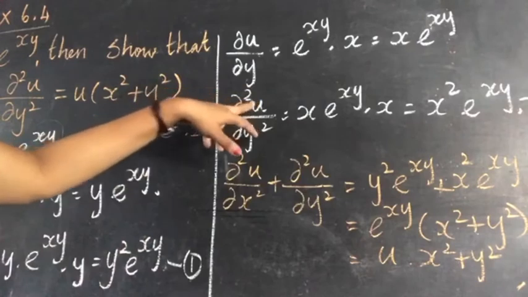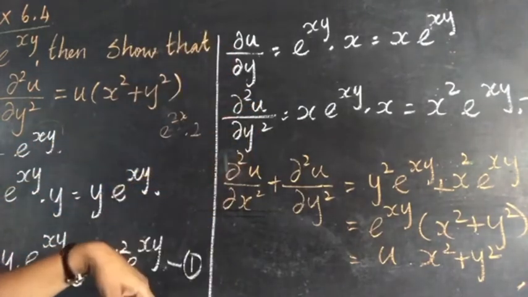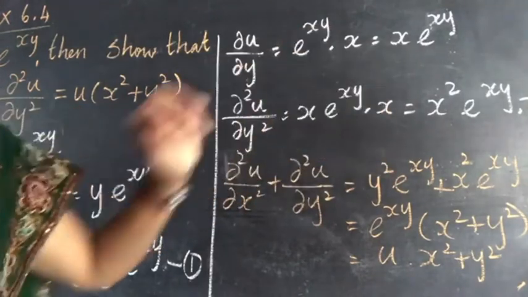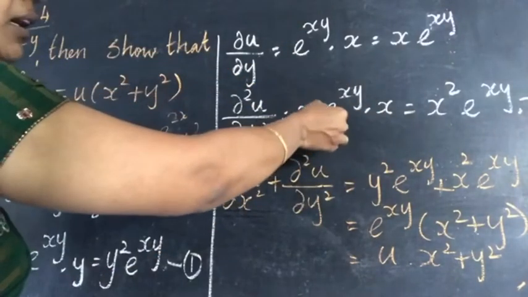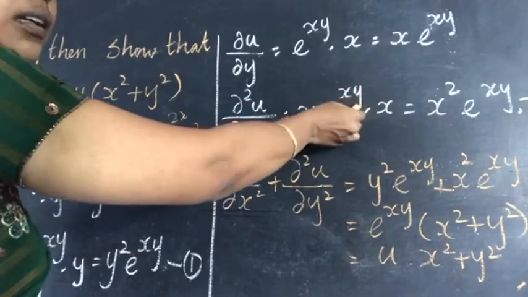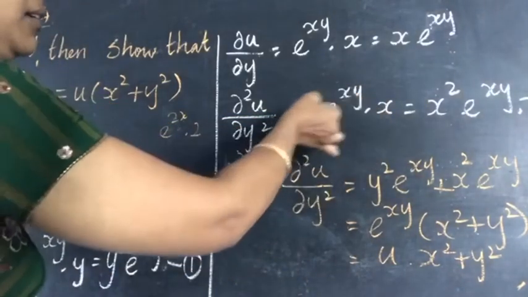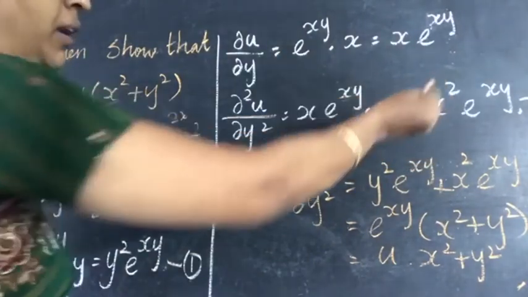∂²u/∂y², again we are differentiating. So, x e^(xy), we are differentiating this with respect to y again. So, e^(xy), differentiation of xy is x. x into x is x² e^(xy).